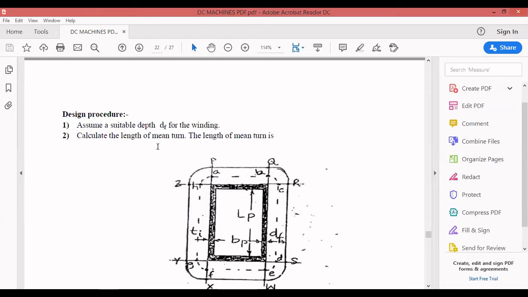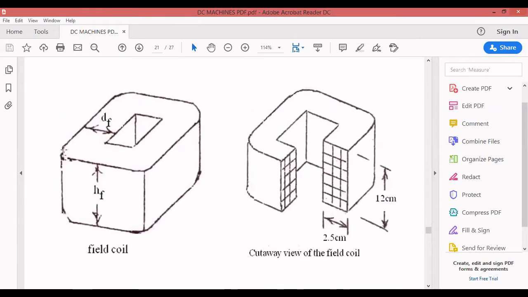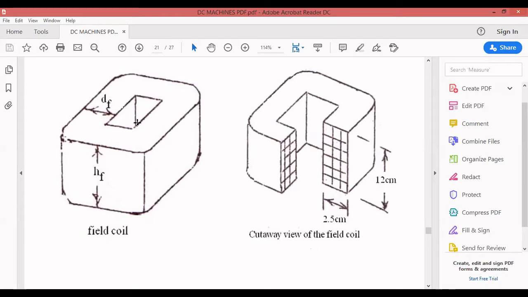Next, calculate the length of mean turn, Lmt. Length of mean turn means this one. This is your inner turn of your field winding. First there will be a pole, which is your square pole. The pole body will be square. After the pole body there will be some insulation. After that you will have the inner turn of your field winding, and this will be the outer turn of your field winding. And this is called your thickness.